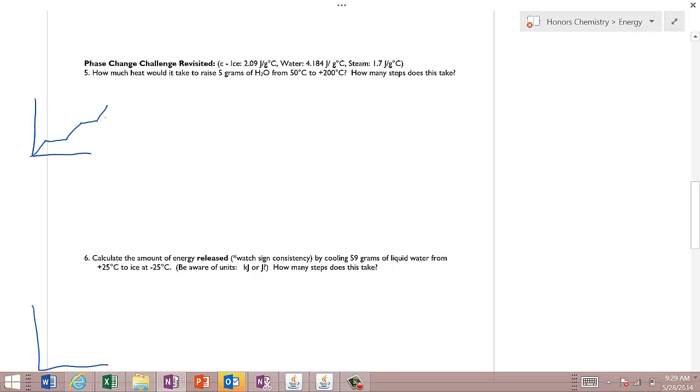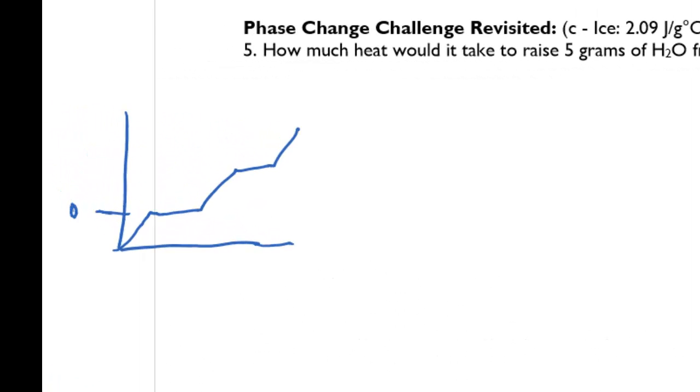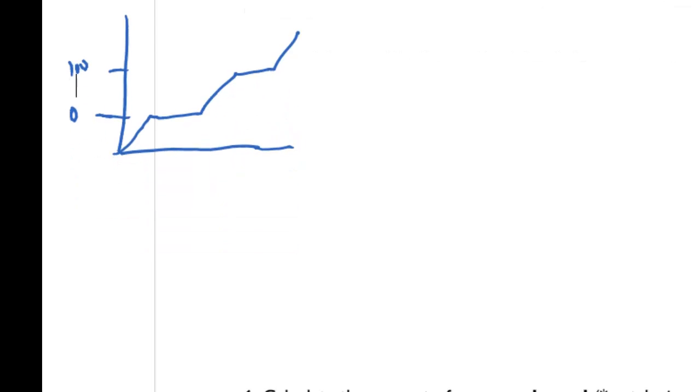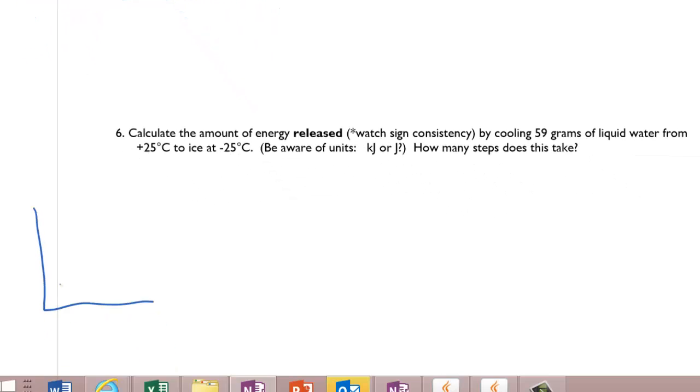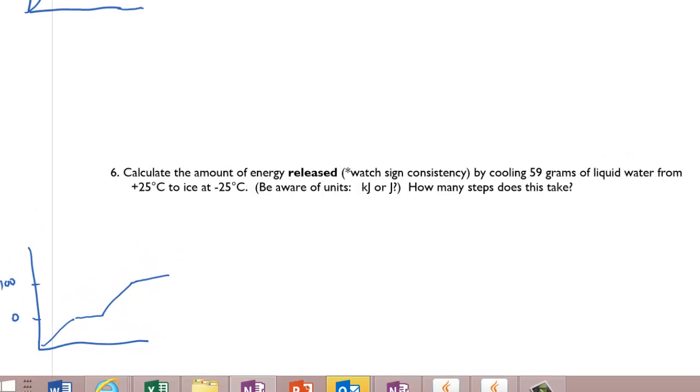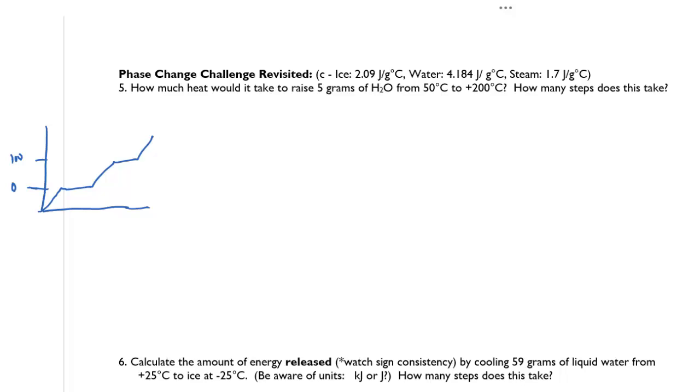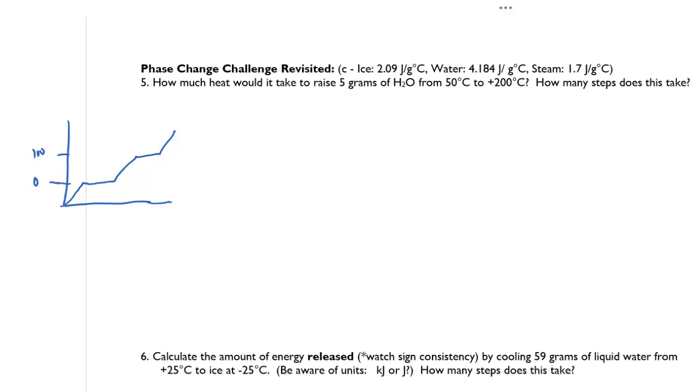I'm going to draw this little mini phase change diagram that we saw. So I know because it's water that we have a 0-degree melting point. I know that water has a 100-degree boiling point. And I know that that's going to be true for the second question because it's also talking about water. So I'm just drawing these as reference points here. Okay, so what are we going to do with this? We need to figure out how many steps this problem is going to take to figure out how much energy we need. So for number 5, we're trying to get 5 grams of water from 50 to 200 degrees Celsius.